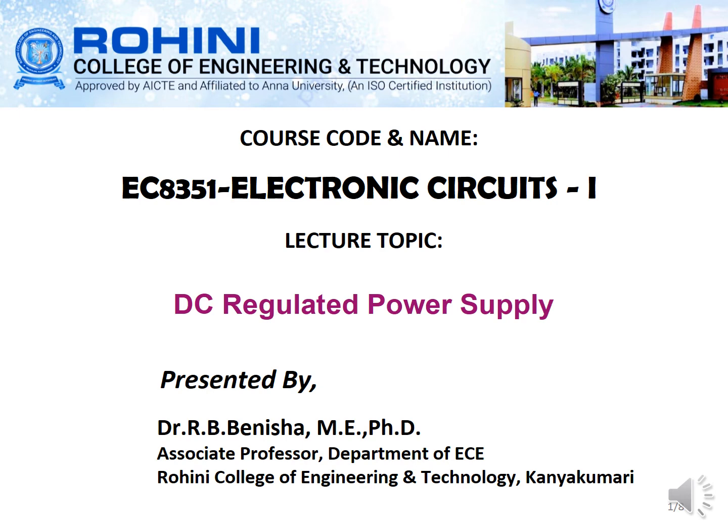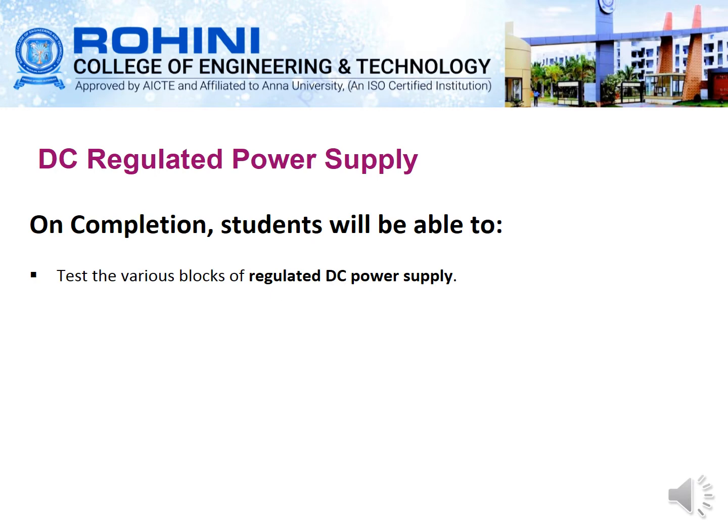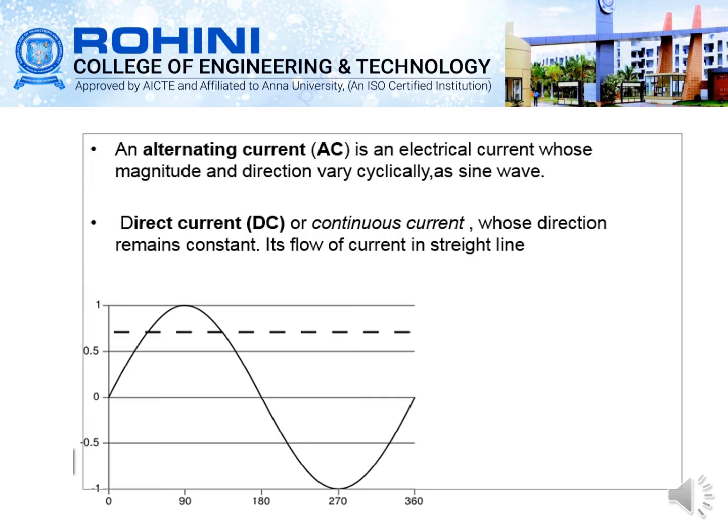In this video, we are going to discuss the DC regulated power supply. On the completion of this topic, the students will be able to test the various blocks of the regulated DC power supply. And here we know there are two types of current: one is alternating current and the other is direct current.